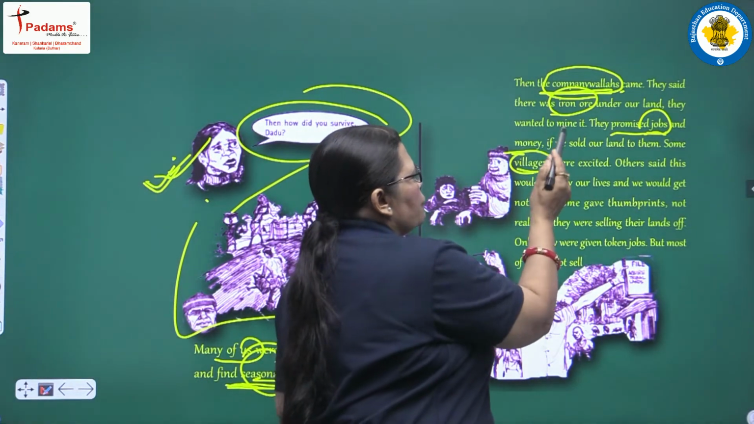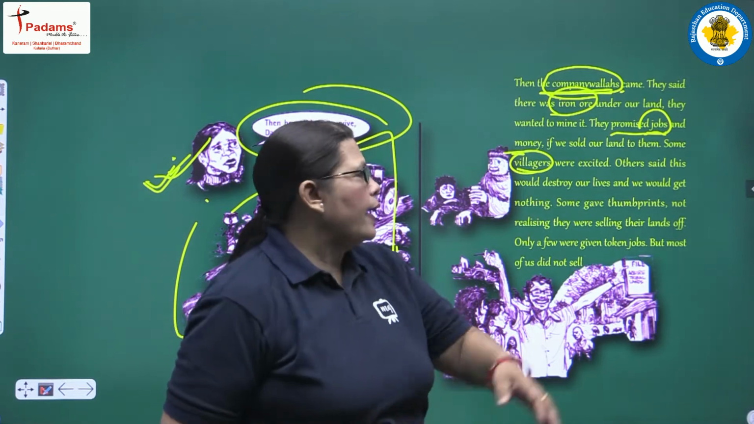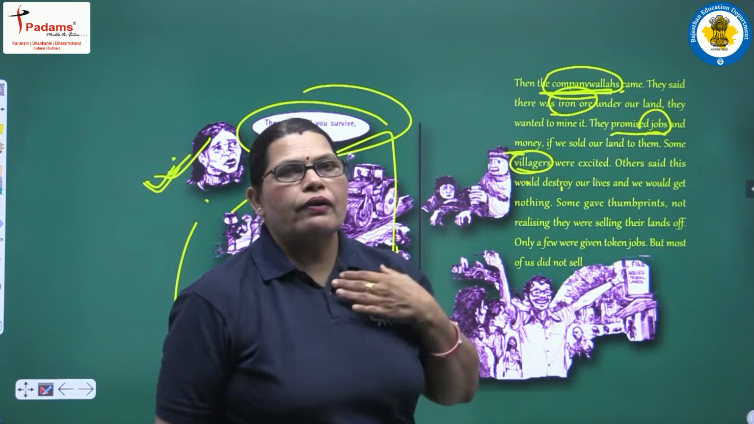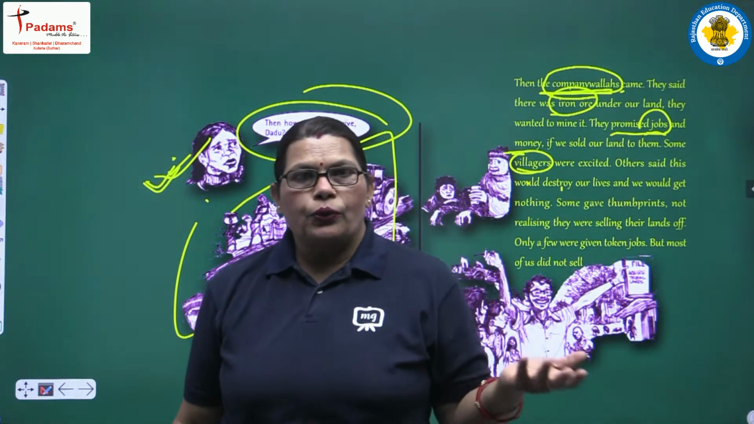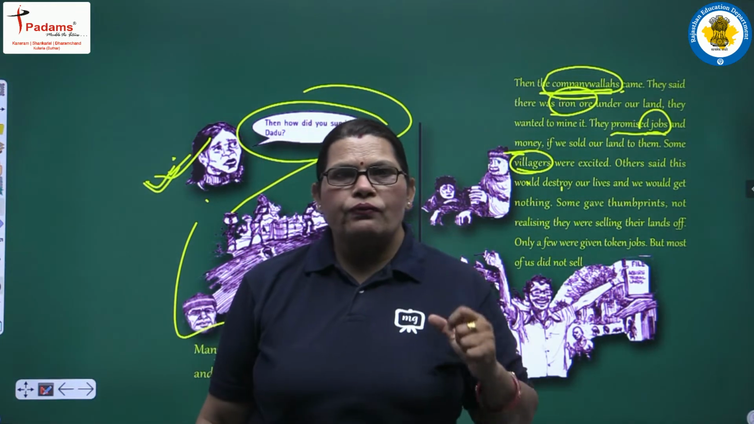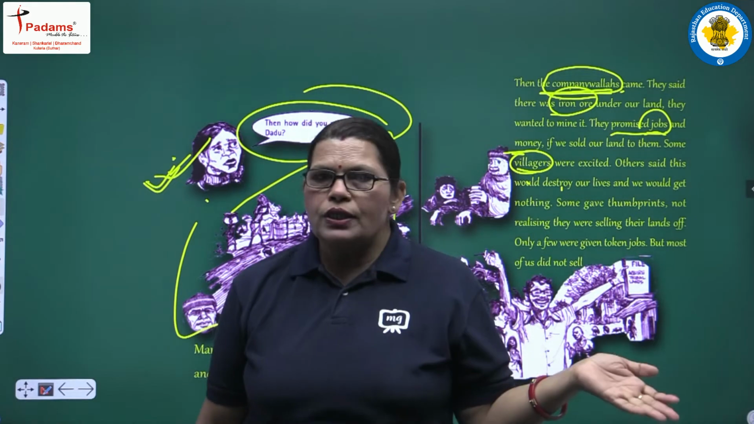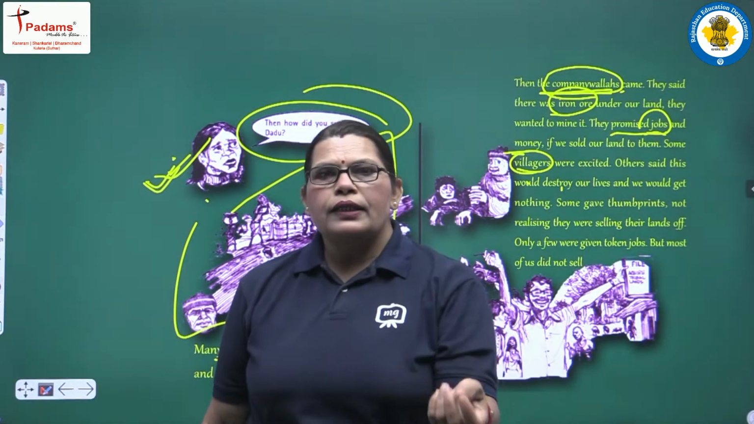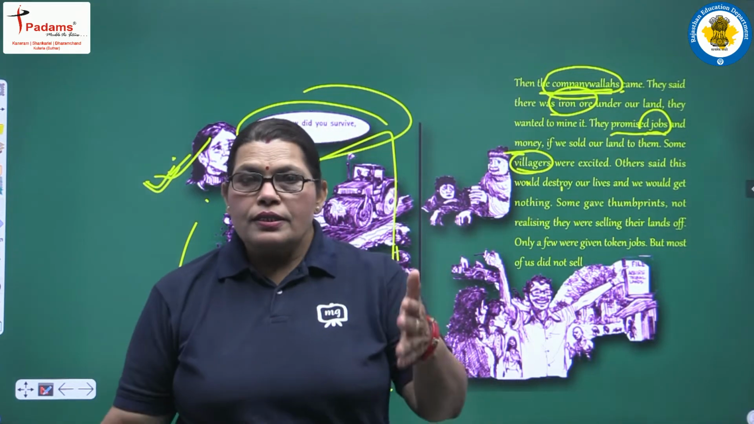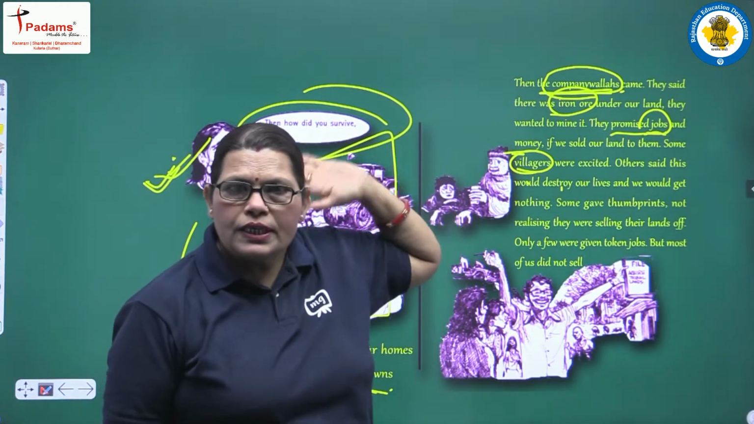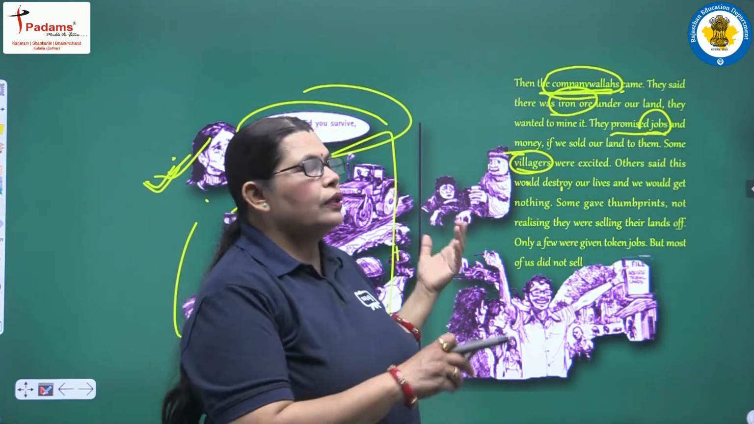So some villagers were so excited, others sad. This would destroy our lives. What happens, students, if at night you are at home and in the morning someone tells you that this is not your home, so take this money and quickly leave from here? So what's the condition here? The same situation as these Adivasi people at that time with the Dadu.